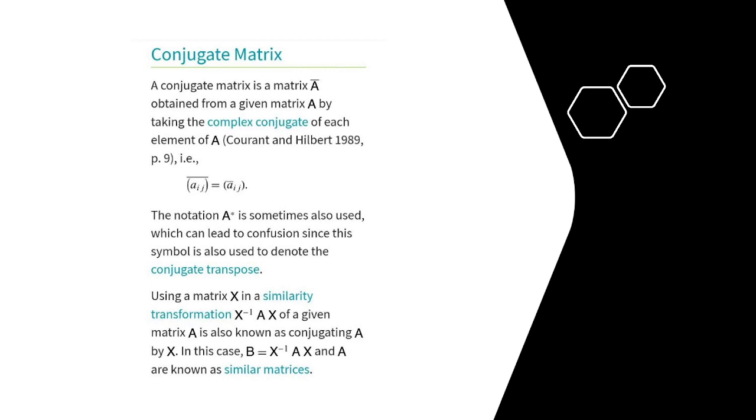In this case, B equals X inverse AX, and B and A are known as similar matrices.